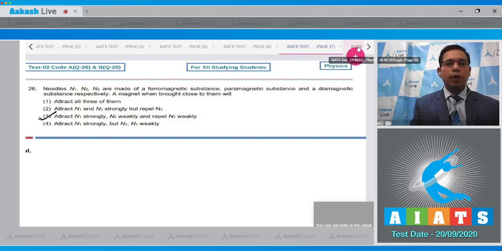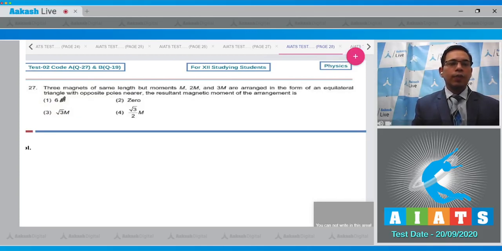Now move to question number 27, which states that three magnets of same length but moments m, 2m and 3m are arranged in the form of an equilateral triangle with opposite poles nearer. The resultant magnetic moment of the arrangement is. Now dear students, consider the situation.